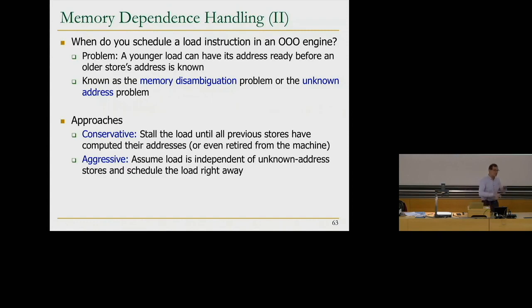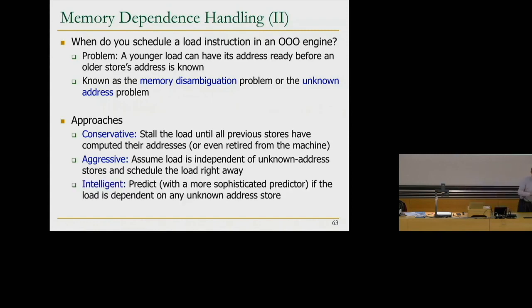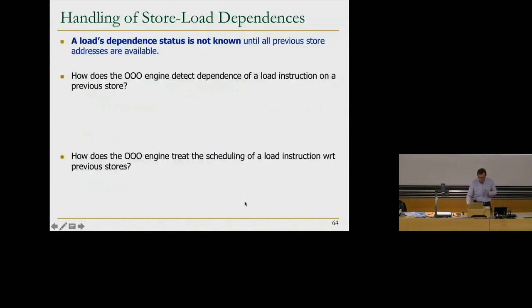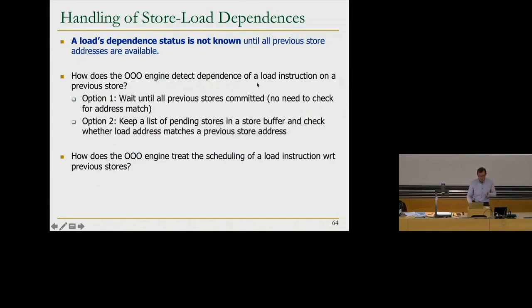Okay, there's also an intelligent approach, which pretty much all existing machines employ, which is essentially more intelligent, as I said. You predict with a more sophisticated predictor if the load is dependent on any unknown address store. Okay. So let's take a look at this a little bit more. As I said, a load's dependent status is not known until all previous store addresses are available. There are two questions, actually. One is, how do you detect the dependence of a load instruction on a previous store? You wait until all previous stores are committed.